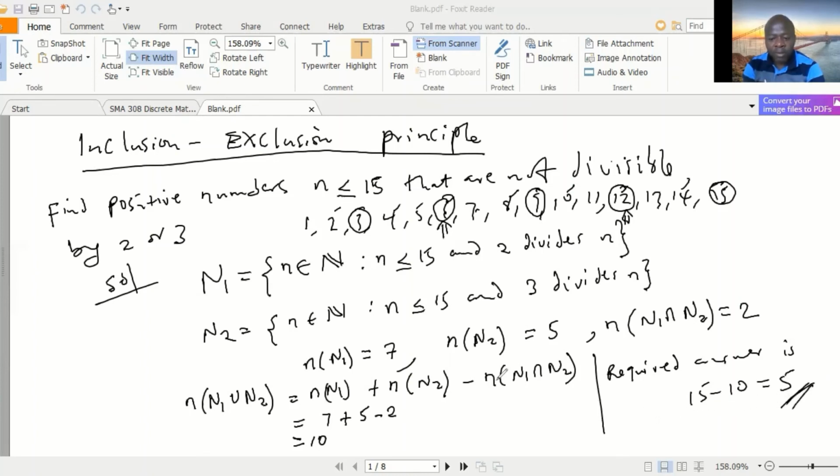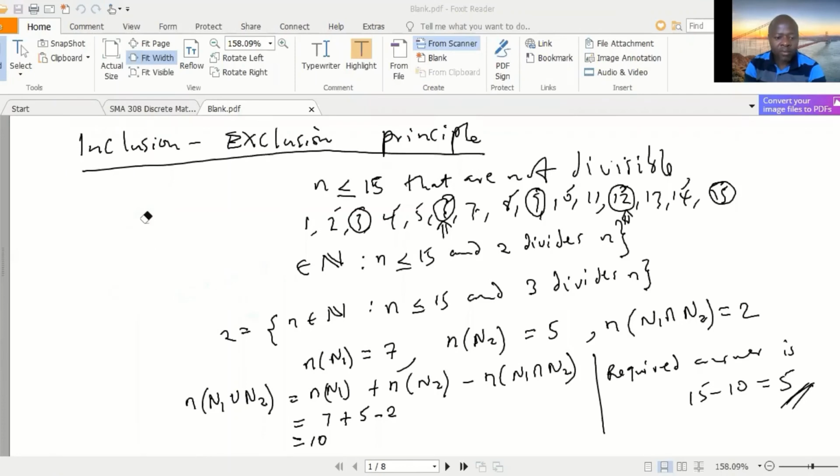But now we've used the inclusion-exclusion principle. Now we can generalize this inclusion-exclusion principle to more than 2 sets, more than 3 sets, and so on. Let me look at an example that includes more than 2 sets. And that is the last example for today.